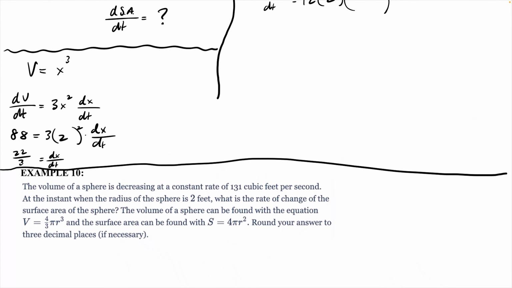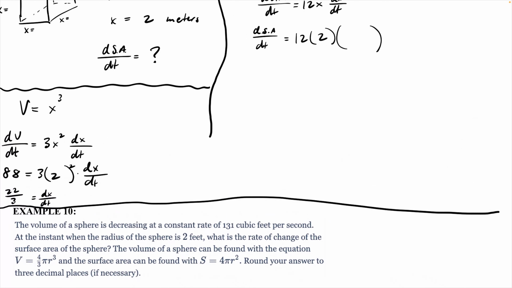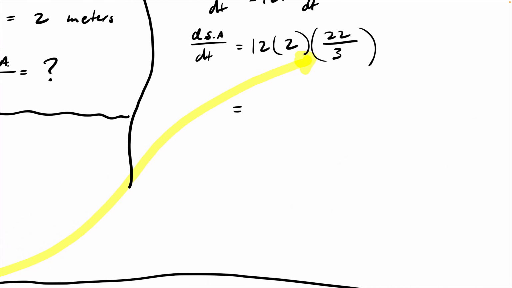Let me go back to my question. Let me go back to this guy. So 22 over 3 is going to go back to there. 22 over 3. So 12 times 2 is 24. 24 over 1, you can divide them both by 3. And you get 176.